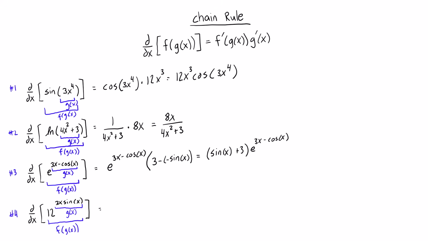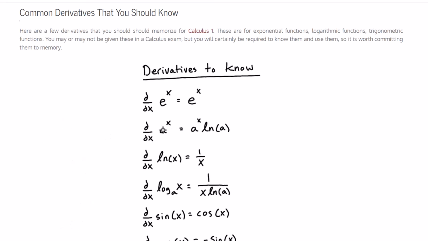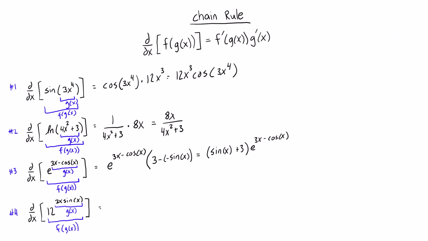Now this is an exponential function, and this also comes from our table of derivatives to know. And so if we have the derivative of a to the power of x, this is equal to a to the power of x times ln of a. In our case, a is 12, so we're just going to write this as 12 to the exponent, which is 3x sine of x, times ln of 12. And that is the derivative of the outside, or f of g of x. And then we need to multiply this by the derivative of the inside, or the derivative of g of x.